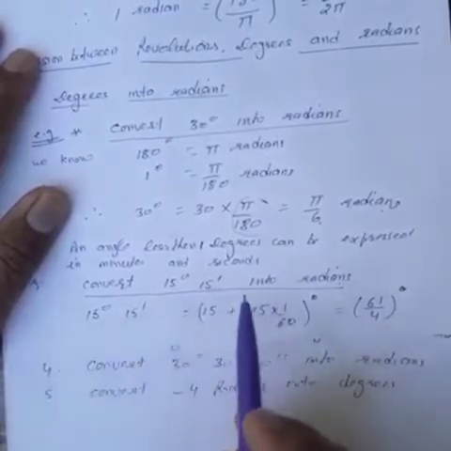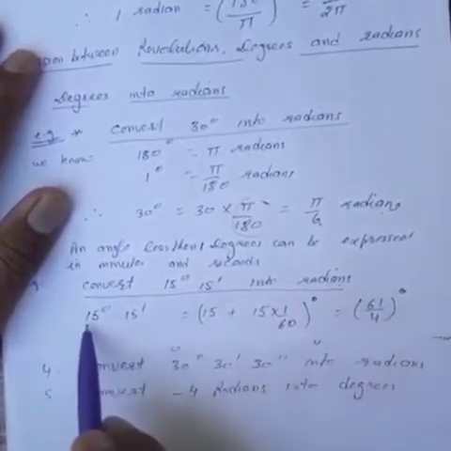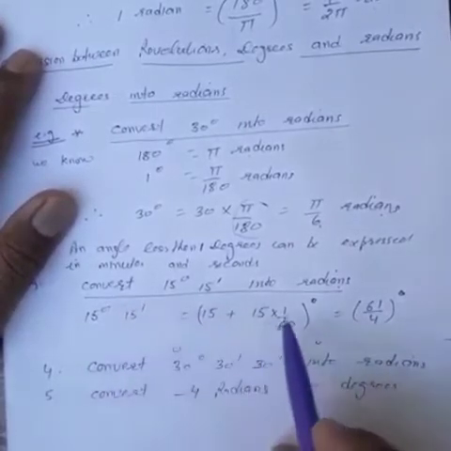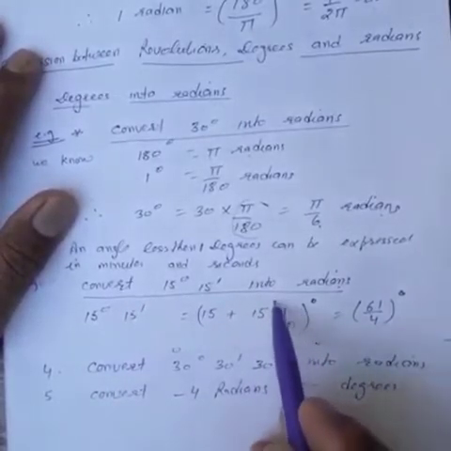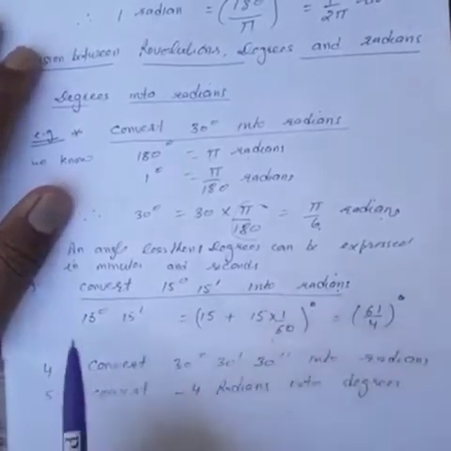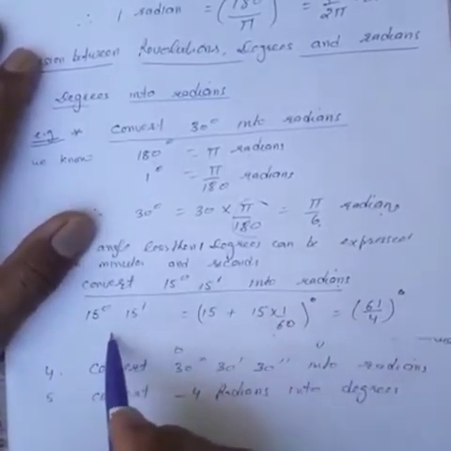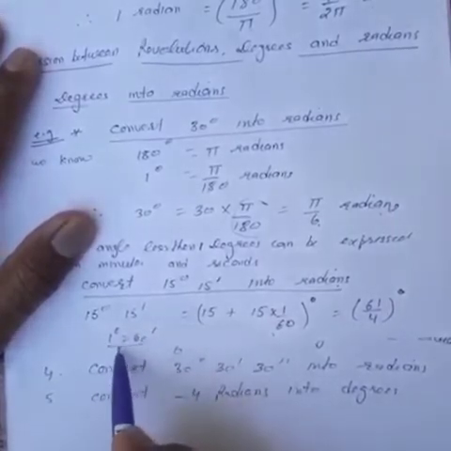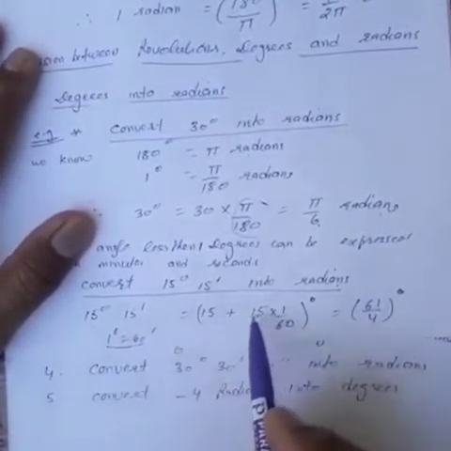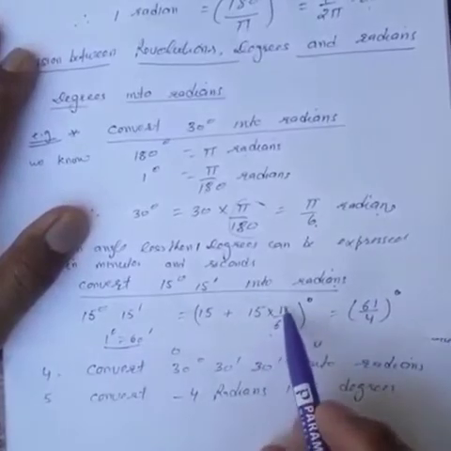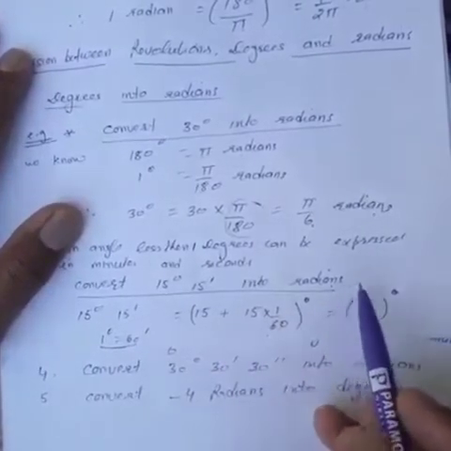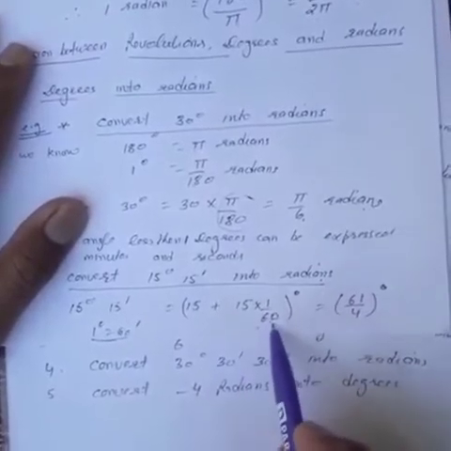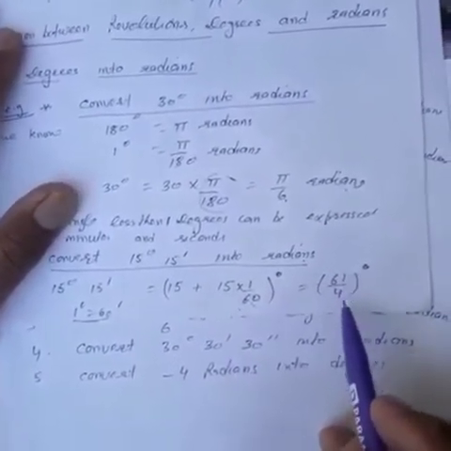Now we will convert into radians. First of all we will convert into degrees. Now 15 minutes, we will convert these 15 minutes into degrees. We know 1 degree is equal to 60 minutes, using this relation. So we can multiply 15 by 1 upon 60 to convert into degrees. So total will be 15 plus 15 into 1 upon 60 degrees, and it is 61 upon 4 degrees.